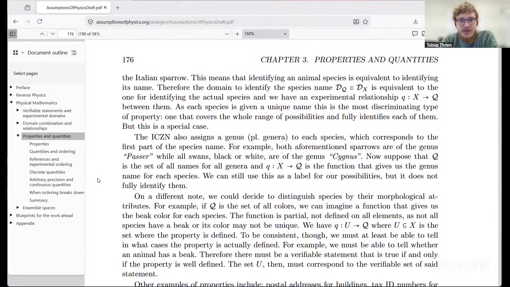Therefore, the domain to identify the species name, DQ, is equivalent to the one for identifying the actual species, and we have an experimental relationship Q from X to Q between them. As each species is given a unique name, this is the most discriminating type of property, one that covers the whole range of possibilities and fully identifies each of them. But this is a special case.